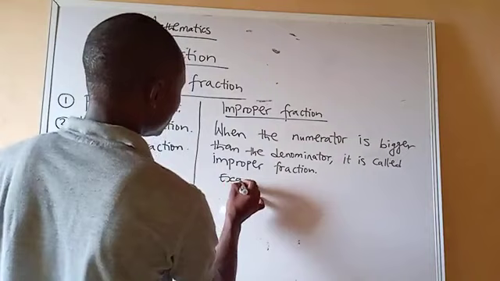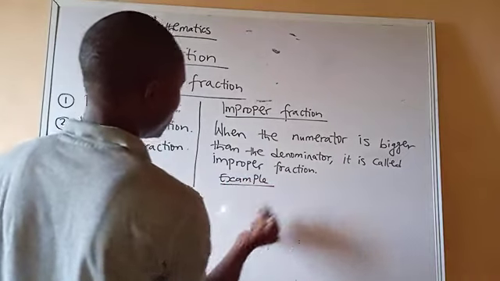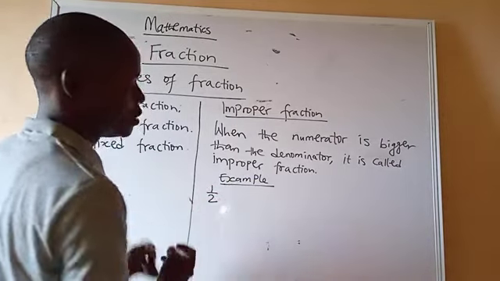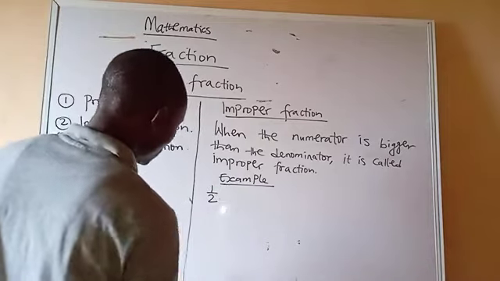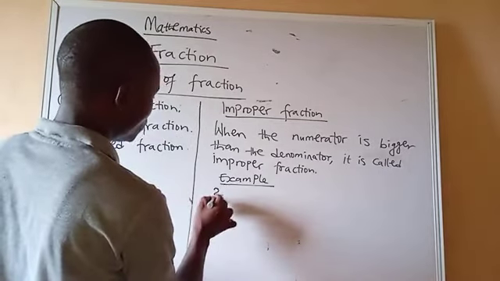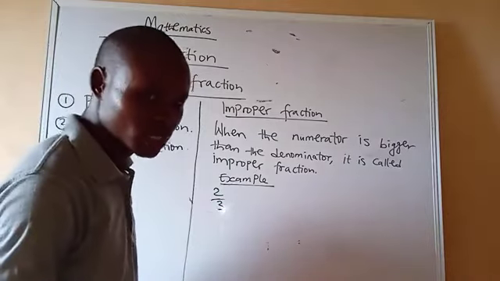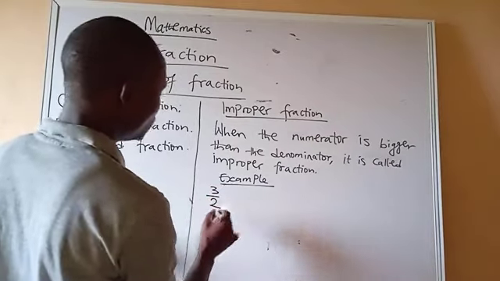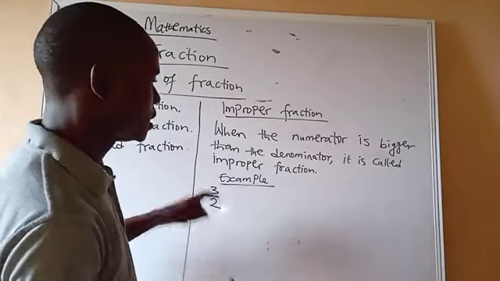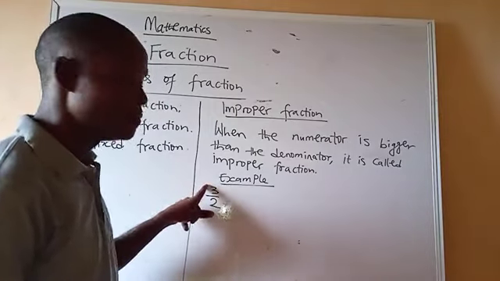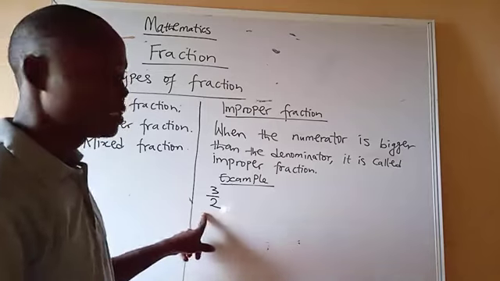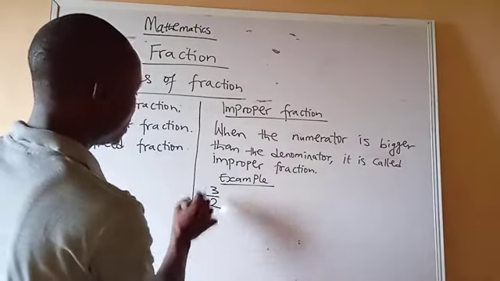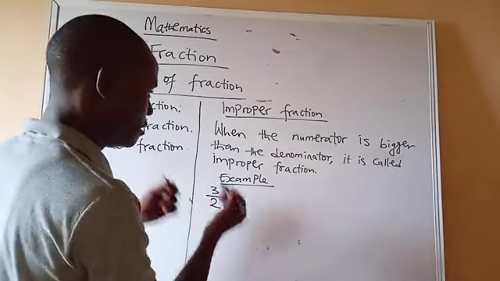For example, in proper fraction, we say 1/2. Do you understand? Or we say 2/3. But in improper fraction, it's not like that. So example of an improper fraction is 3/2. So it means the one at the top, which is the numerator, is bigger than the one below, which is the denominator. Do you understand? So in this case, 3 is bigger than 2. That is improper fraction.